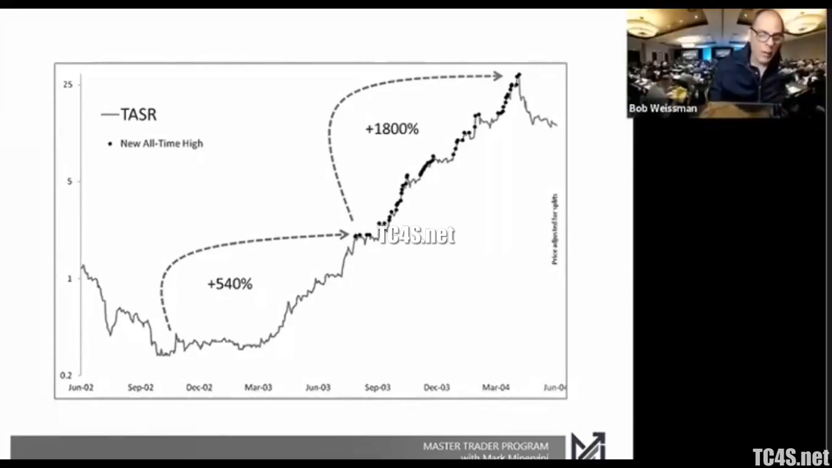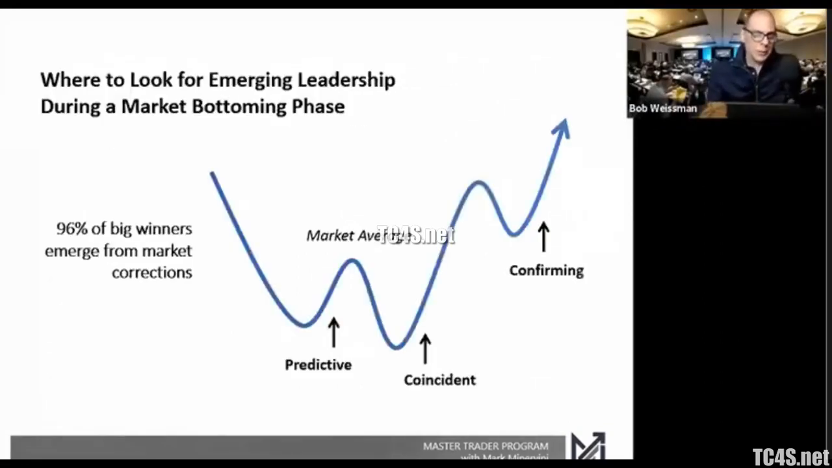But we also want to show you, we talked about how 96% of big winners come from market corrections, right? Well, there are a few things you need to know about this, and one of the pitfalls of trying to buy these market leaders is that a lot of people will wait for the market to look good before they start putting on their buying cap, and by that time the leaders have all moved up.